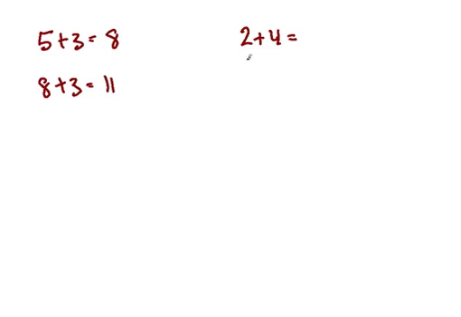So 2 plus 4 equals 6 because you're counting forward 4 spots. How about 6 plus 4? Start with 6, and then you go 7, 8, 9, 10, because you're going 4 spots. So 6 plus 4 equals 10. Aren't these very simple?